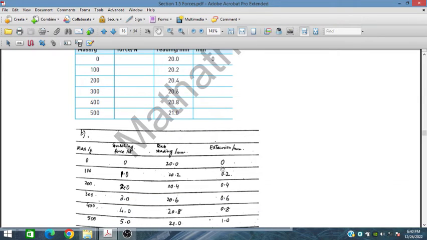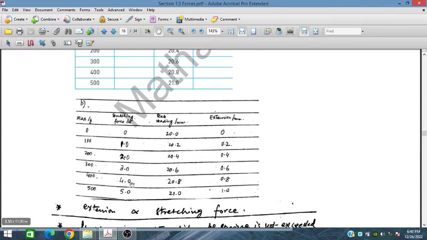So in the first row we have 20 and 0, next 20.2. So 100 grams, or a stretching force of 1 Newton, gives an extension of 0.2. With 200 grams, or 2 Newtons, we have 20.4, so 0.4 extension is obtained. With 3 Newtons, 20.6, or 0.6 extension is obtained. With 4 Newtons, 20.8, or 0.8 extension is obtained, with this 5, 21.